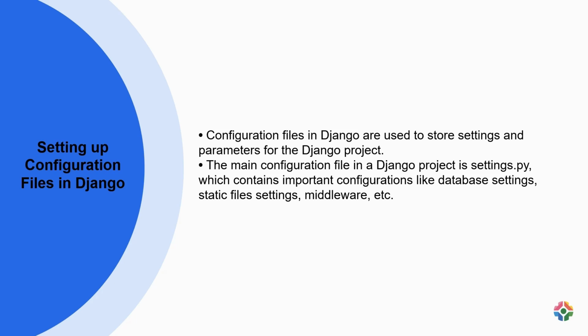For instance, to set up a PostgreSQL database for a Django project, one would update the database's dictionary in settings.py with necessary connection details. Additionally, to manage static files like CSS and JavaScript, static URL and static root settings would be defined in settings.py to specify the URL and directory for serving static files, respectively. These configurations ensure the proper functioning and behavior of the Django project.